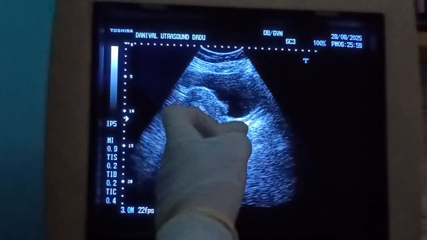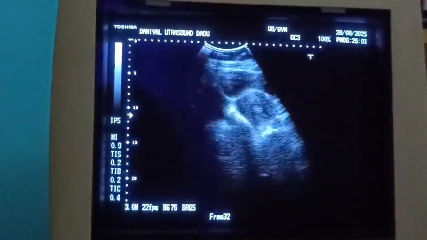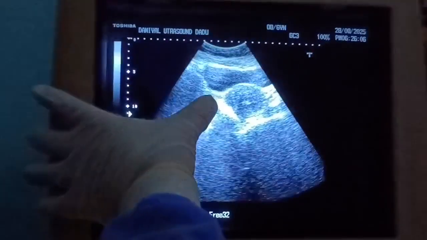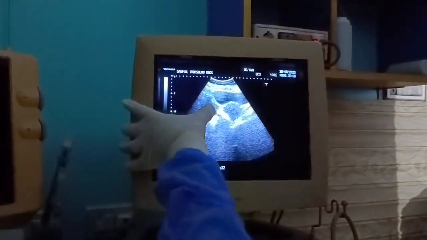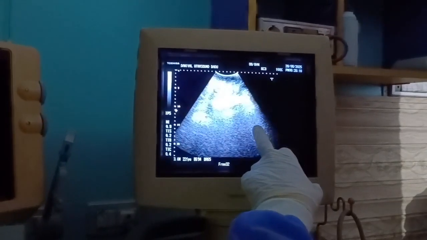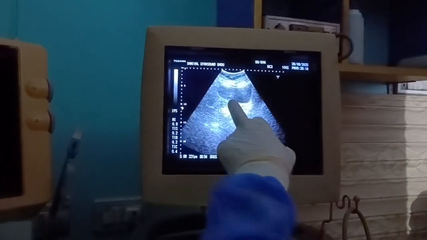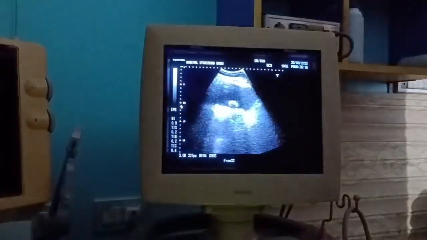And this is the urinary bladder longitudinal section. Now let's go to the ovaries. This is the right ovary here. It's normal in size and shape. And this is the left ovary. This is also normal.